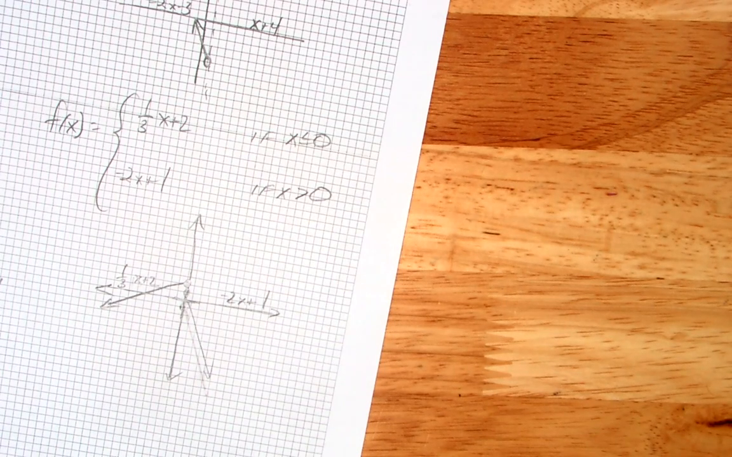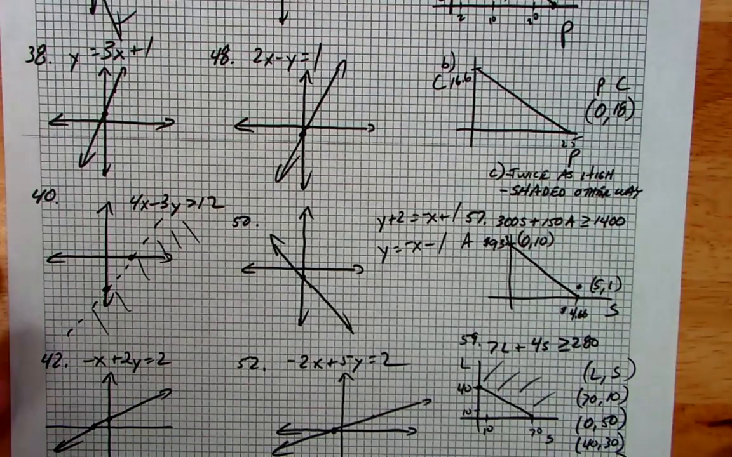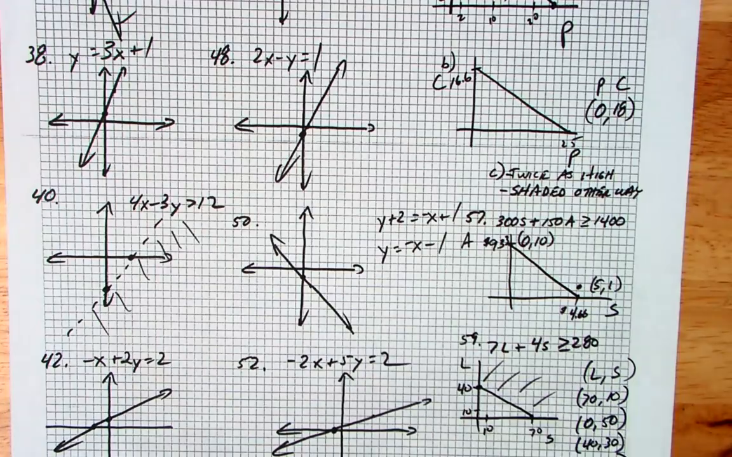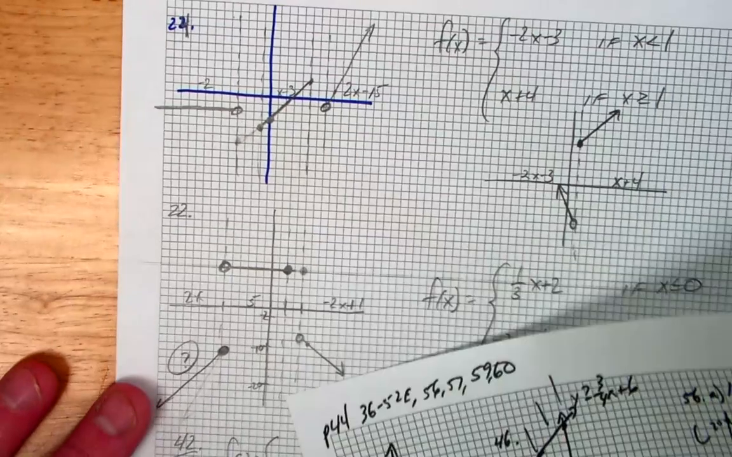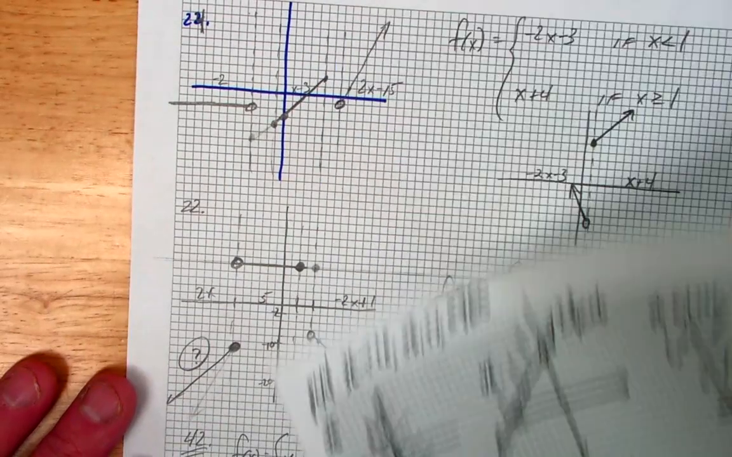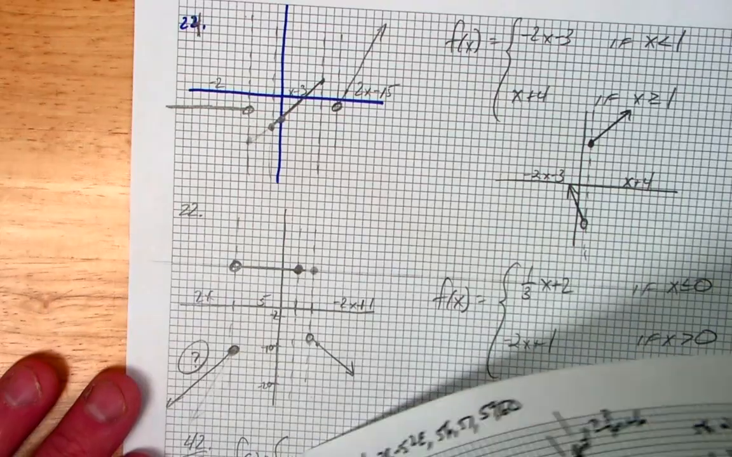This one is page 44, which is 36 through 52. Okay. This is the even answers right here. This is the even answers for page 53. 5, 21 through 25, 42, 43.